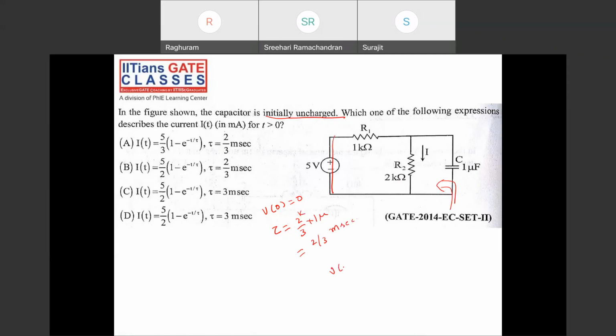Okay, so what is V of infinity? As seen from these terminals, it's a steady state. So 5 volts gets divided: 5 into 2 by 3. It is 10 by 3.